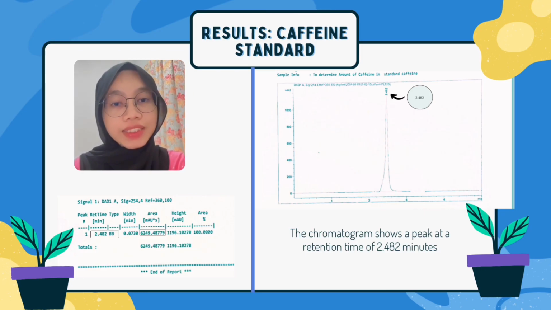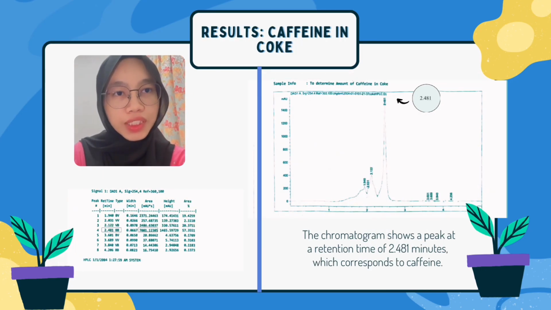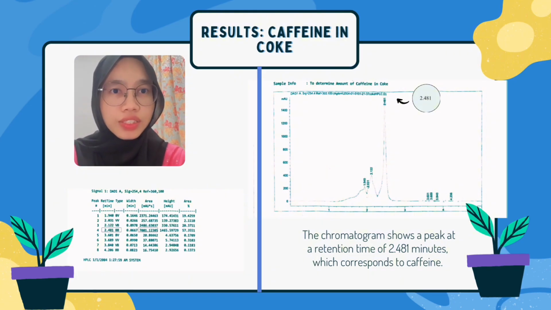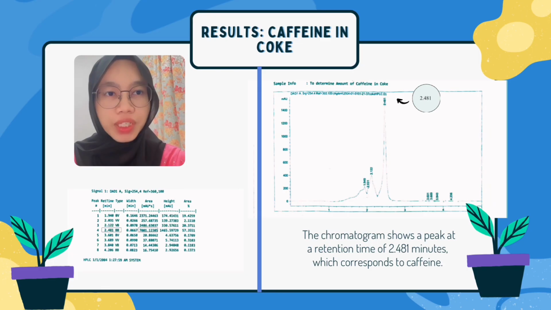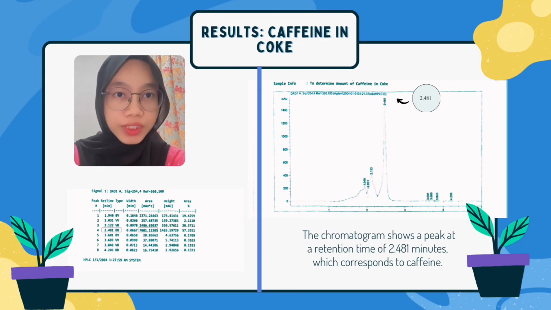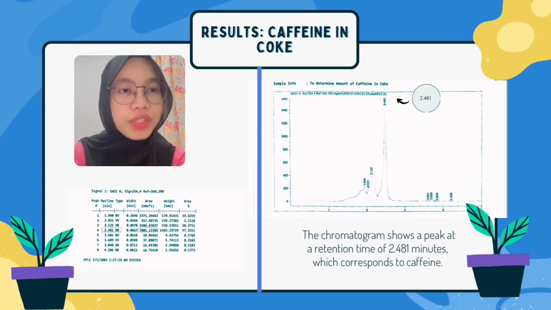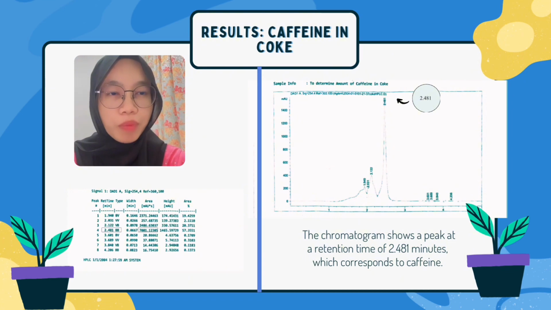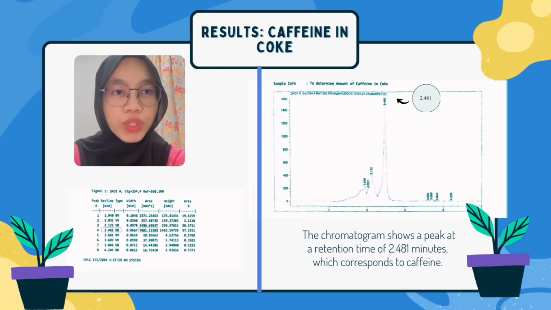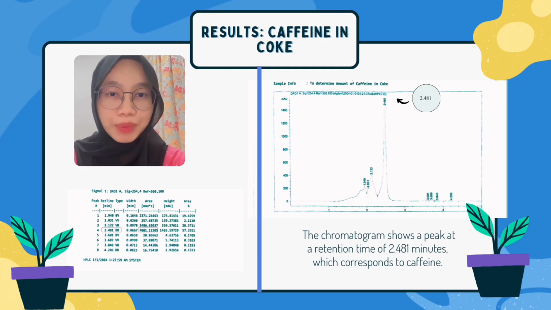2.482 minutes. This slide presents the HPLC results for caffeine in Coke. The chromatogram shows a peak at a retention time of 2.481 minutes, which corresponds to caffeine. The numerical data table below the chromatogram provides further details, such as peak width, height, and area, which help quantify the caffeine concentration in the sample.